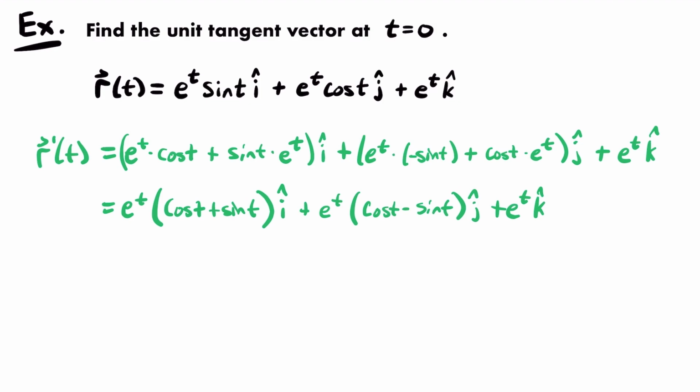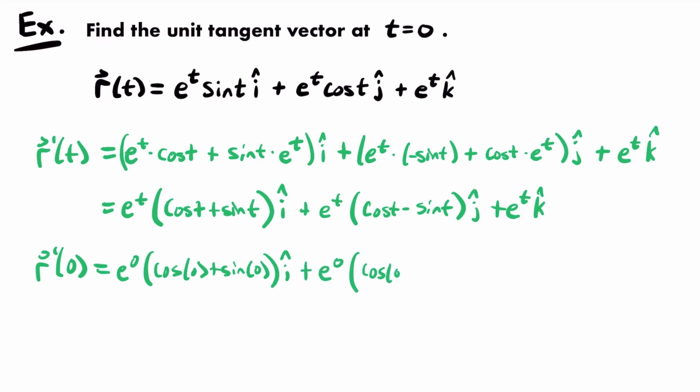But in this case, because of how messy this tangent vector is, I'm just going to plug in 0 to start with. So we'll have r prime of 0, which will be our tangent vector evaluated at t equals 0. And then I'll just find the magnitude of that and divide the tangent vector at t equals 0 by that magnitude, okay? You'll see what I mean. Let's work on evaluating r prime of t at 0. We'll have r prime of 0 is equal to e to the power of 0 times cosine of 0 plus sine of 0 times i plus e to the power of 0 times cosine of 0 minus sine of 0 times j plus e to the power of 0 times k.